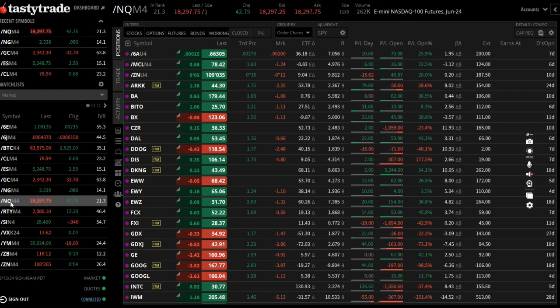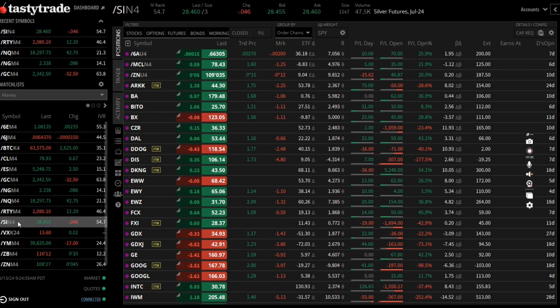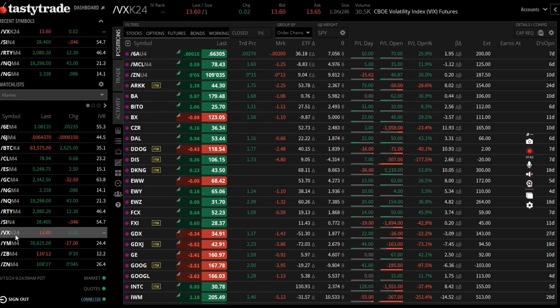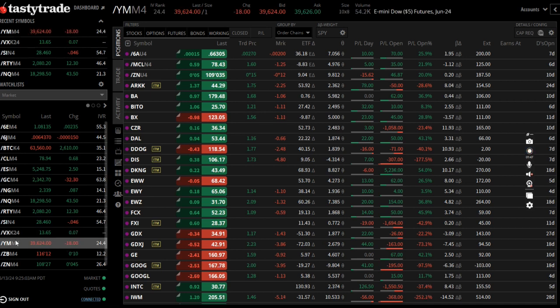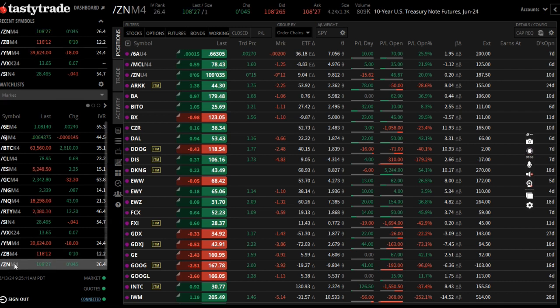Forward slash NQ is the NASDAQ futures. Forward slash RTY is the Russell 2000 futures. Forward slash SI, those are the silver futures. Forward slash VX are the volatility futures. Forward slash YM are the Dow Jones Industrial futures. Forward slash ZB are the 30-year bond futures, and forward slash ZN are the 10-year note futures.